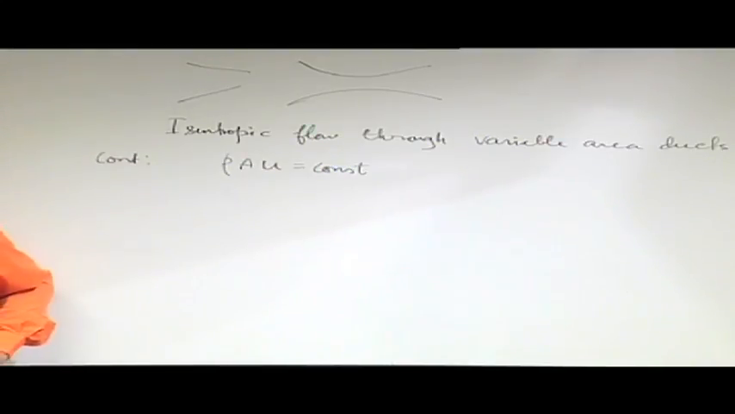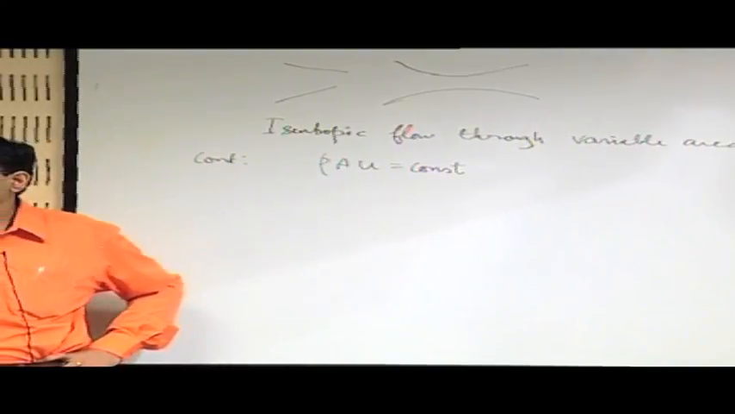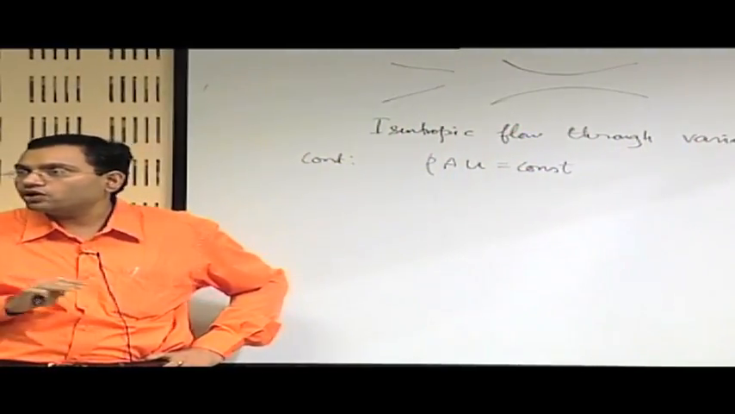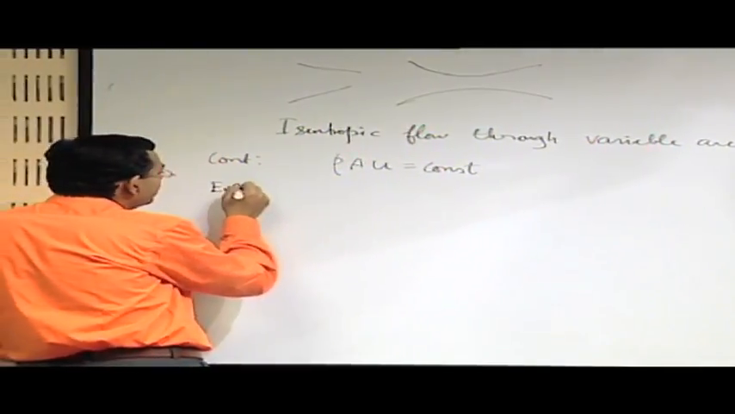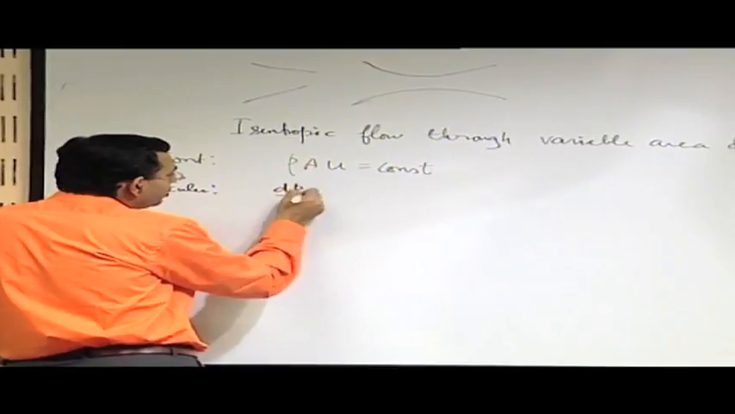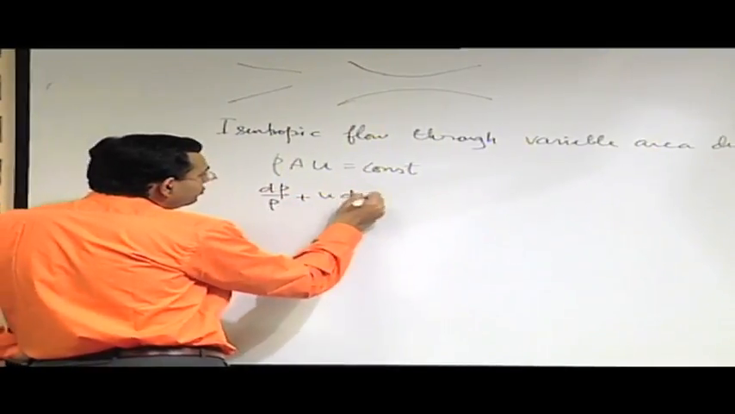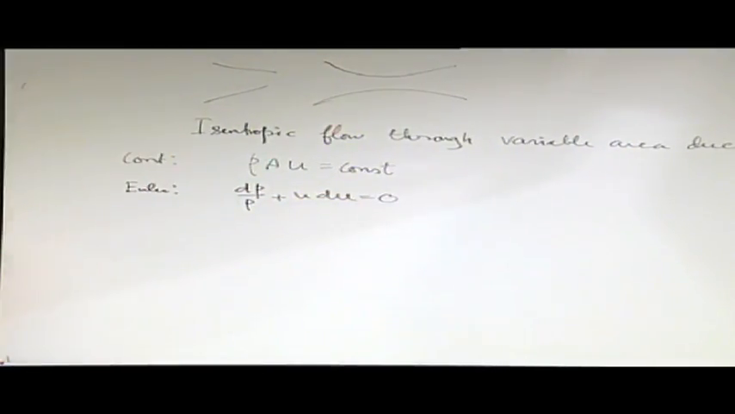Then the fluid flow equation. Remember we are talking about an isentropic flow, so reversible and adiabatic. So it is having no friction, that means it is an inviscid flow. So what will be the governing equation for that? Euler equation, one dimensional form of the Euler equation. So that is dP by rho plus u du equal to 0, that is the differential form of the Euler equation.